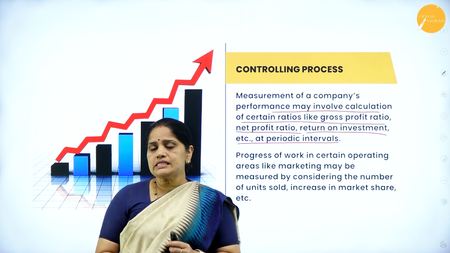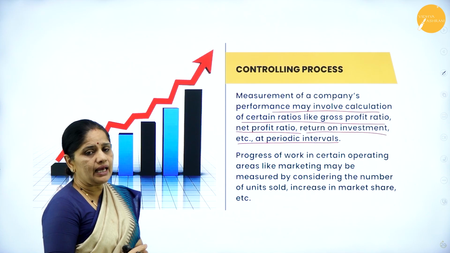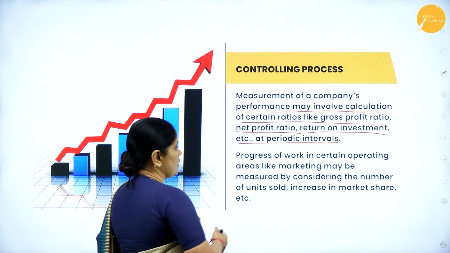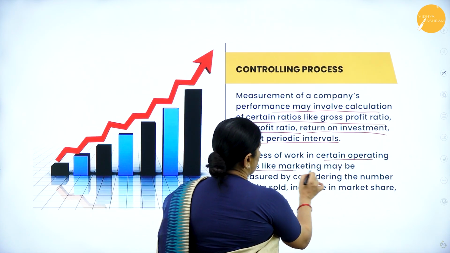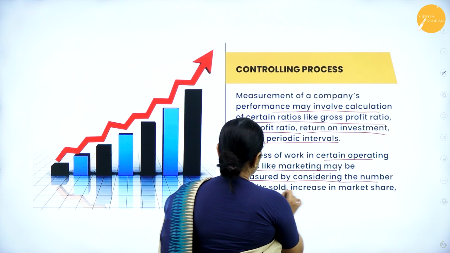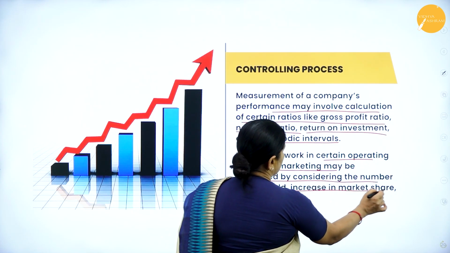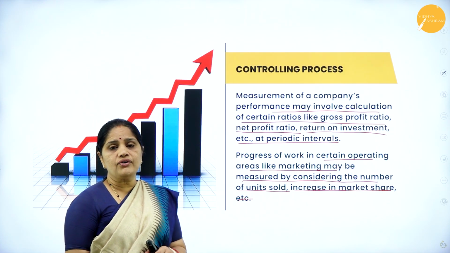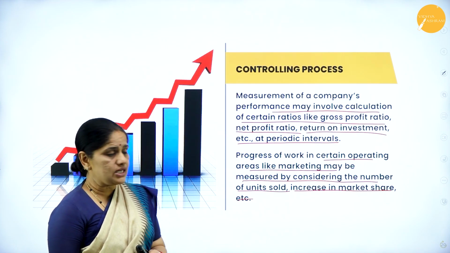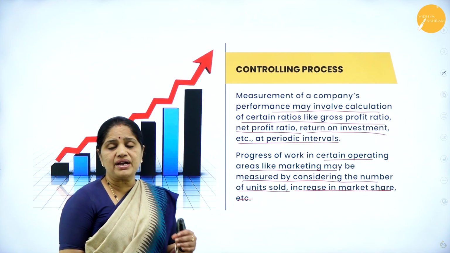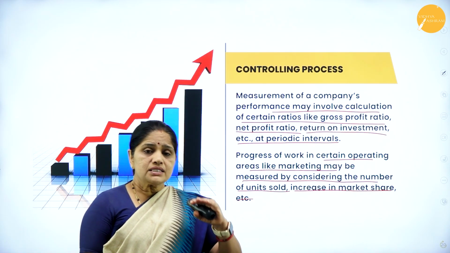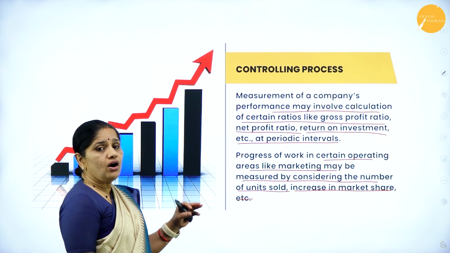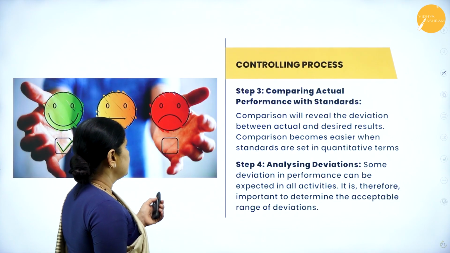So all the analysis of the financial statements will help us to know whether the company is doing well or not. Progress of work in certain operating areas like marketing may be measured by considering the number of units sold, increase in market share, etc. There are various criteria for each department of the organization. For example, in marketing, the measurement can be considered by seeing the number of units sold and also the market share of the organization in the entire market.